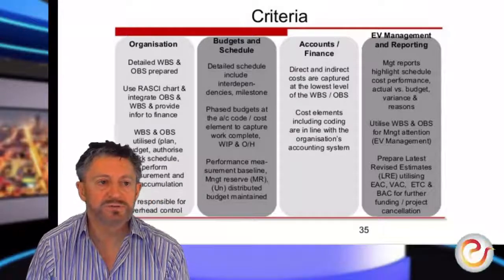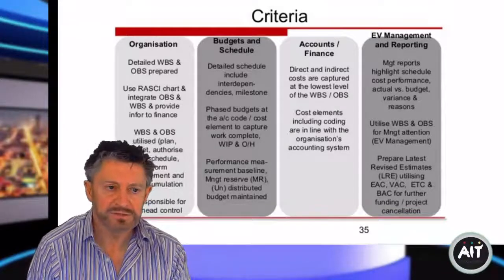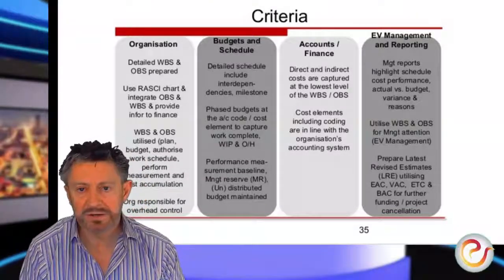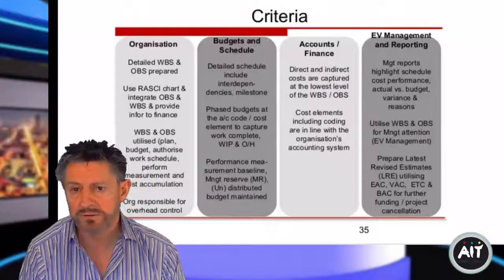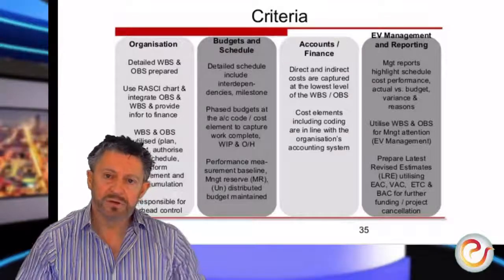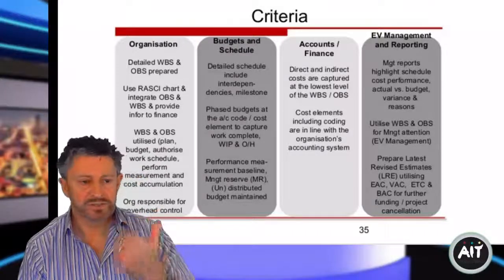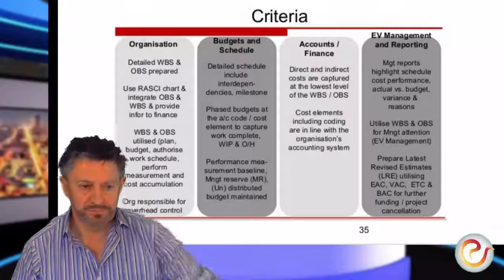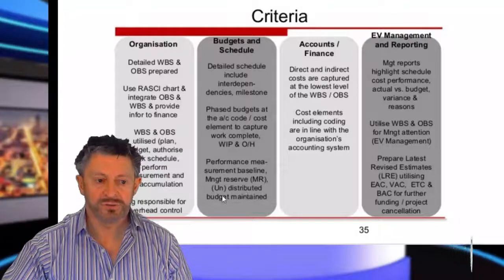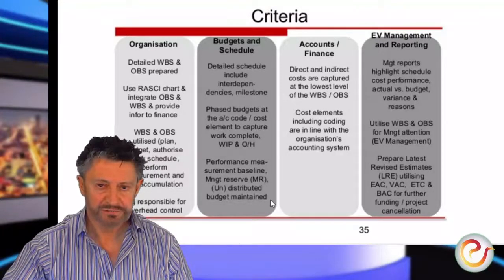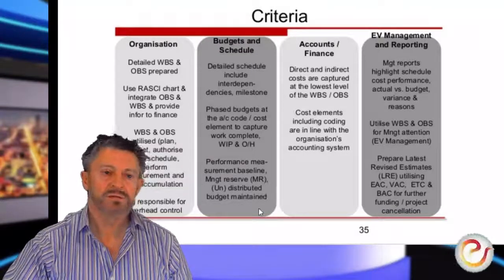So a budget and schedule, so detailed schedules include interdependencies and milestones. So if you have projects that are dependent on one another, people become free in one part of a project and are free to go to another project in another area, and so on. So you can get an overall holistic view. That's all this is really saying. So you have the accounts and finance. You can see your scheduling of people, performance measures, for example, baseline, management reserve, and undistributed or distributed budget maintained. So we can see that the reserve is either used or isn't used, and so on.